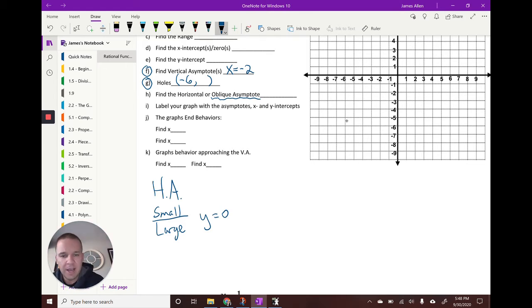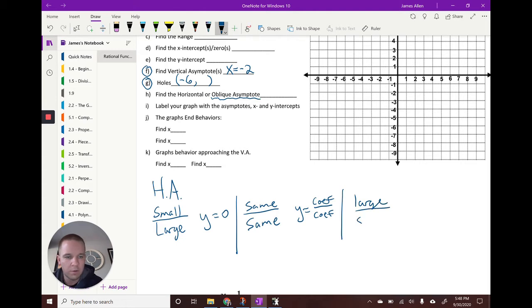All right. If I have same over same, Siri is always listening, just like you guys should be listening right now. We're going to have y equals our lead coefficient over our lead coefficient. And if it's large over small, there's no horizontal asymptote, but this is where we're going to get into the oblique or slant asymptotes.